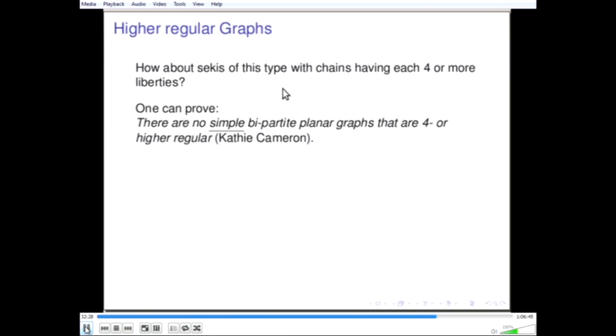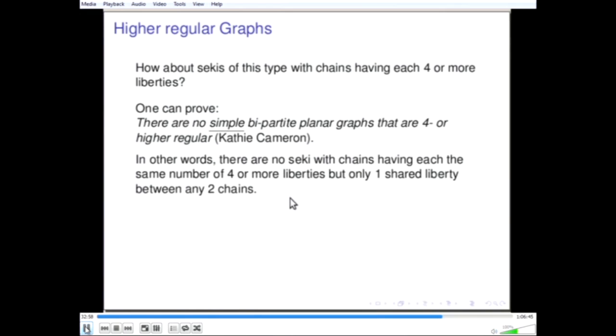Can there be Sekis where each chain has four liberties? The theorem of Kathy Cameron, a math professor in Toronto, which is not hard to show in one page, is that there are no simple bipartite planar graphs that are four or higher regular. So this means there are no Seki with chains each having the same number of four or more liberties, where each liberty has one black and one white chain as a neighbor.